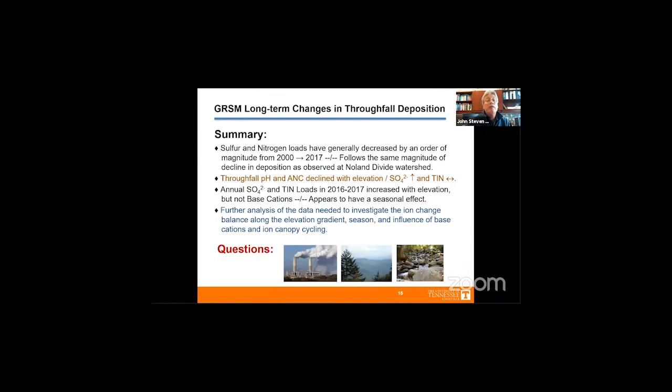So, in summary, we see that the sulfur and nitrogen loads generally decreased by an order of magnitude during this period from 2000 to essentially the present, 2017. Andrew Simon's data that he collected across the park followed the same observation that we observed at our high elevation site at Nolan Divide. We did see throughfall pH and ANC decline with elevation. We did see sulfate concentration increase, but total inorganic nitrogen concentration, we did not.